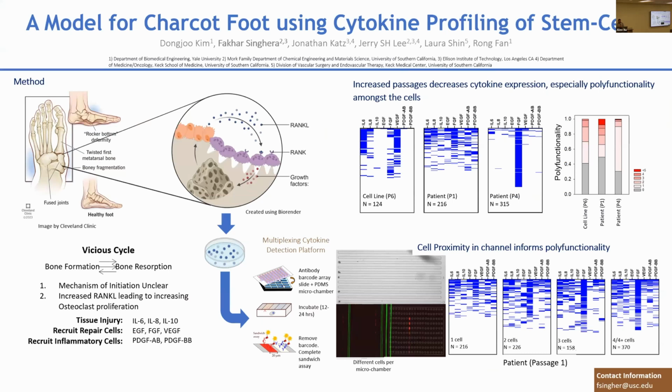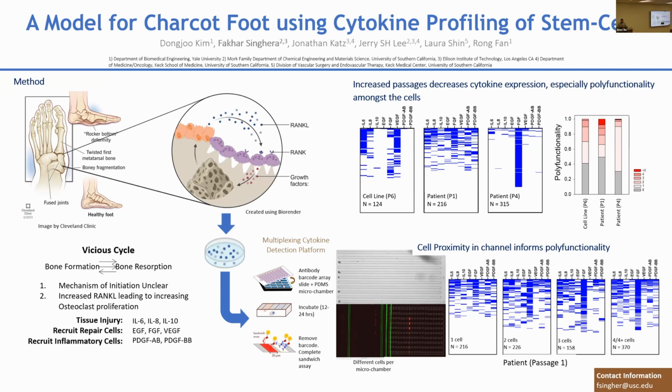Hi, I'm Fakhar Singhera, a PhD student at USC and part of the Lee Lab at the Health Institute. I'm going to talk to you about a model for Charcot foot using both healthy purchasable cell lines and patient-derived bone cells. It is essentially a disease suffered by diabetic people that causes an open wound continuously at the bottom of their foot, like an ulcer. No actual mechanism of initiation is known.